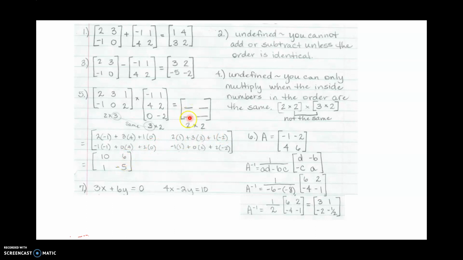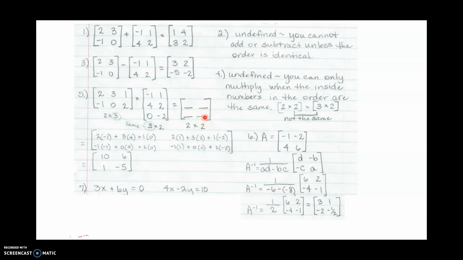All right, what's the name of this position right here? Second row, first column, right. So I'm going to take the second row times the first column. So I'm going to do -1 times -1, 0 times 4, and 2 times 0. So that's what you see right here. And we can add those up to be 1 plus 0 plus 0. So that gives us 1. All right, and then what's the name of this guy right here?